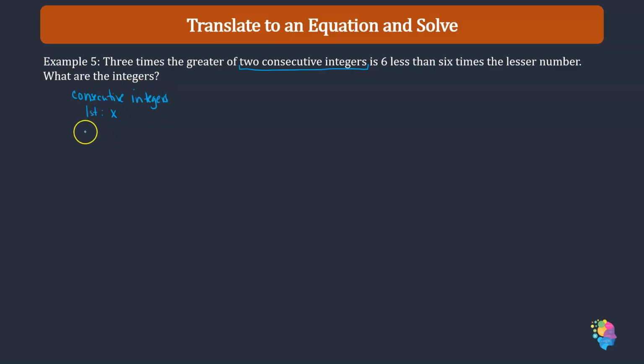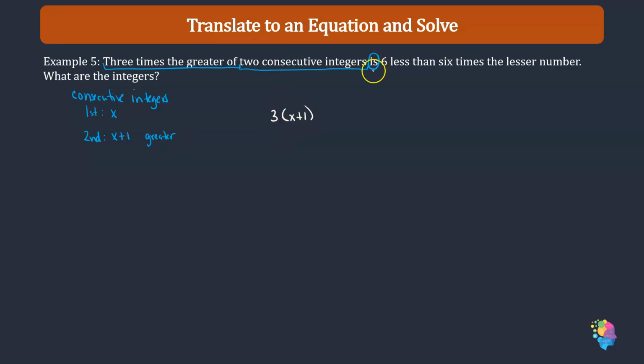First one is going to be x, and the second one is x plus 1. It says 3 times the greater of the 2. Well, if this is x and this is x plus 1, this is the greater of the 2. So we will start with 3 times x plus 1.